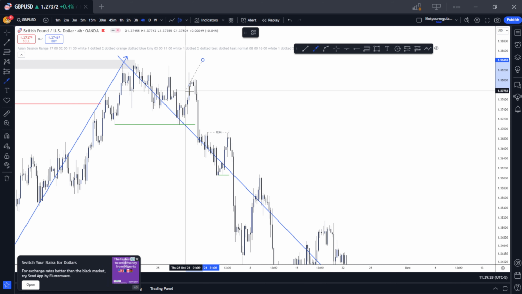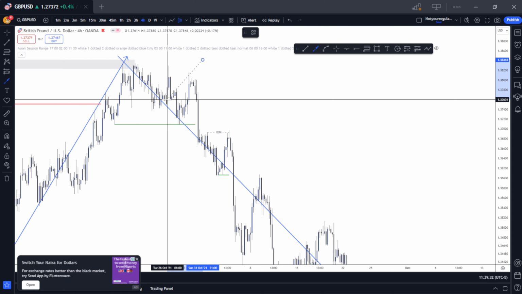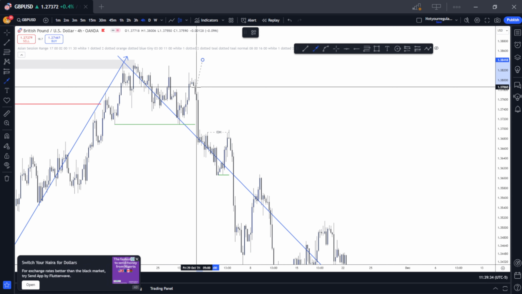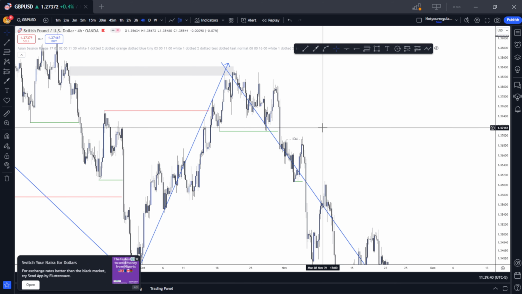I'm just trying to keep it simple. I don't want to go into the 1 hour and start marking out structures upon structures. I don't want to confuse anyone because sometimes it might get confusing.